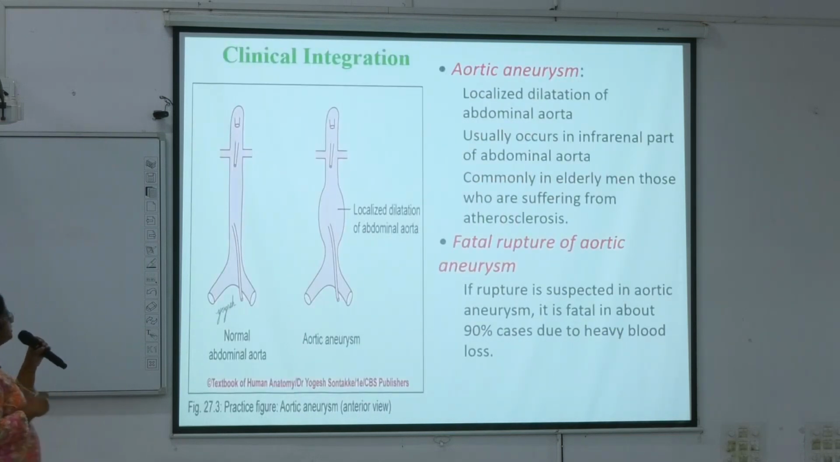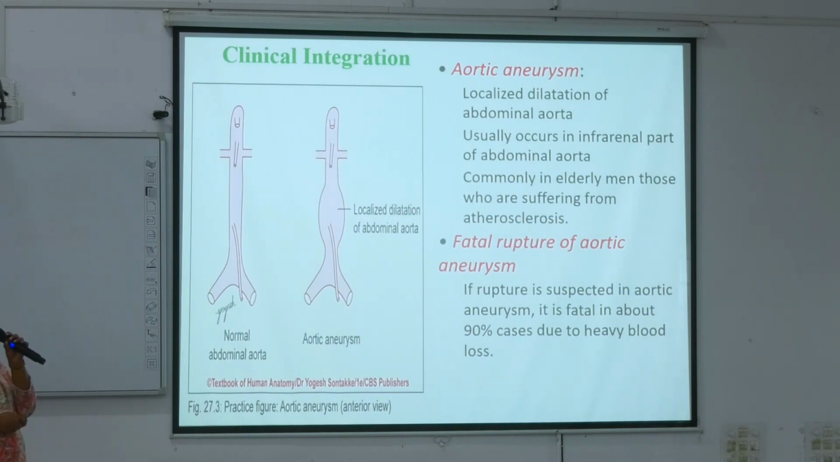Okay, now some clinical aspects of the aorta. These are two clinical aspects. Aortic aneurysm. Aortic aneurysm is localized dilatation of the abdominal aorta. See, here is the dilatation. Usually occurs in infrarenal part of the abdominal aorta. Here is the renal artery. After giving the renal artery, this dilatation mainly occurs.